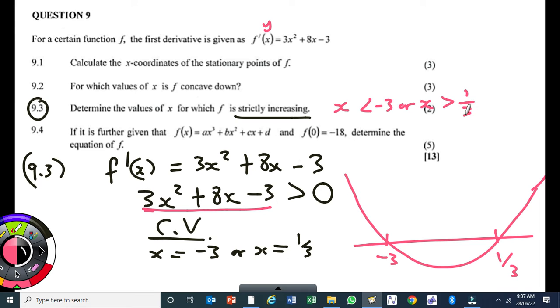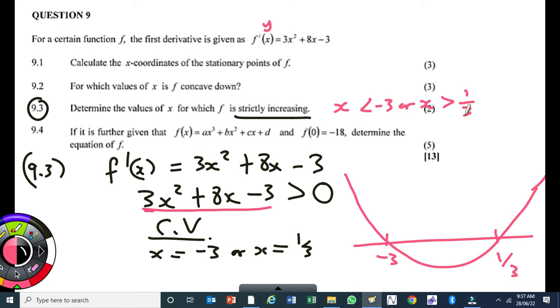The question is 2 marks. So everything I've written down here is actually not necessary. I'm writing it because I'm a teacher, because I wanted to show you how I get my answer. But these are the two answers. 1 mark for x is less than minus 3. The second mark for x is greater than a third.